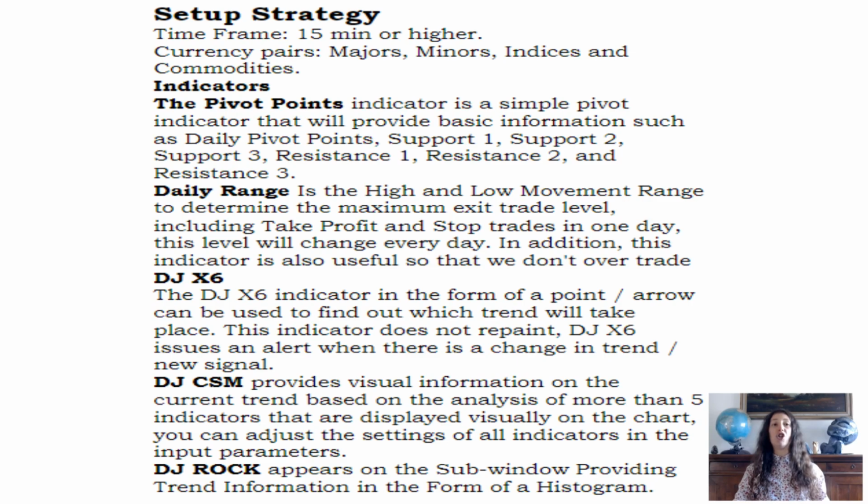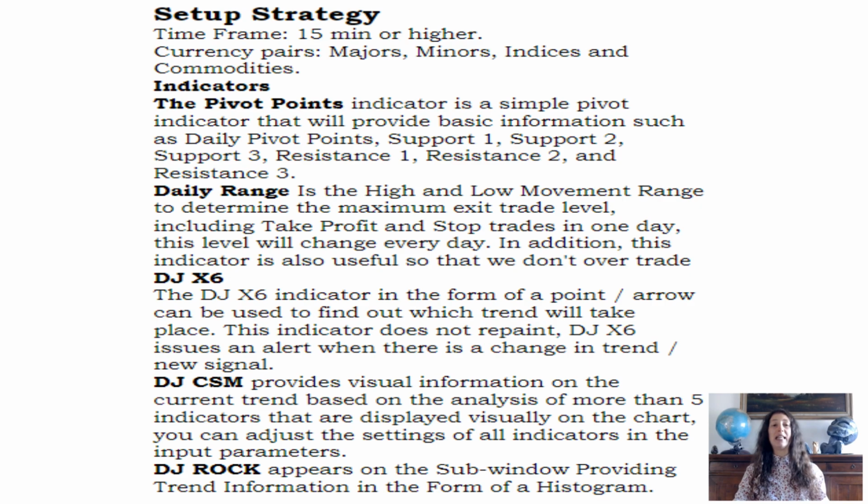DJX6. The DJX6 indicator is in the form of a point arrow and can be used to find out which trend will take place. This indicator does not repaint. DJX6 gives an alert when there is a change in trend, a new signal.